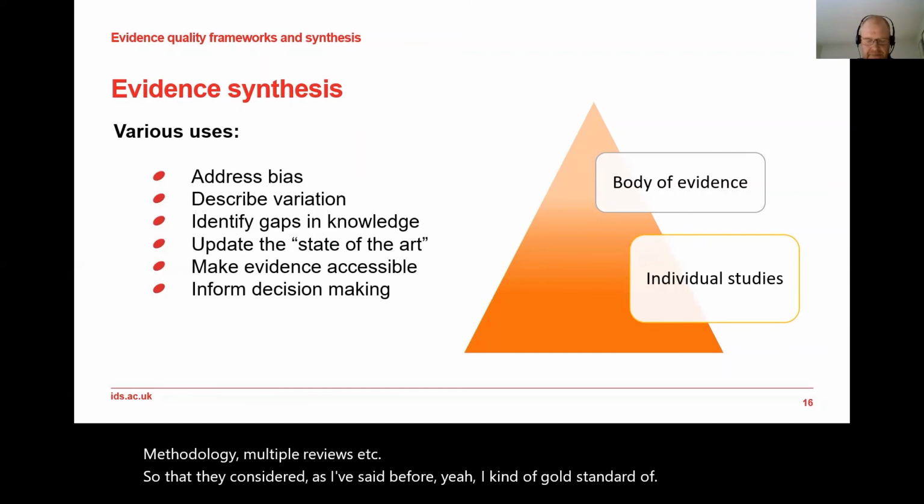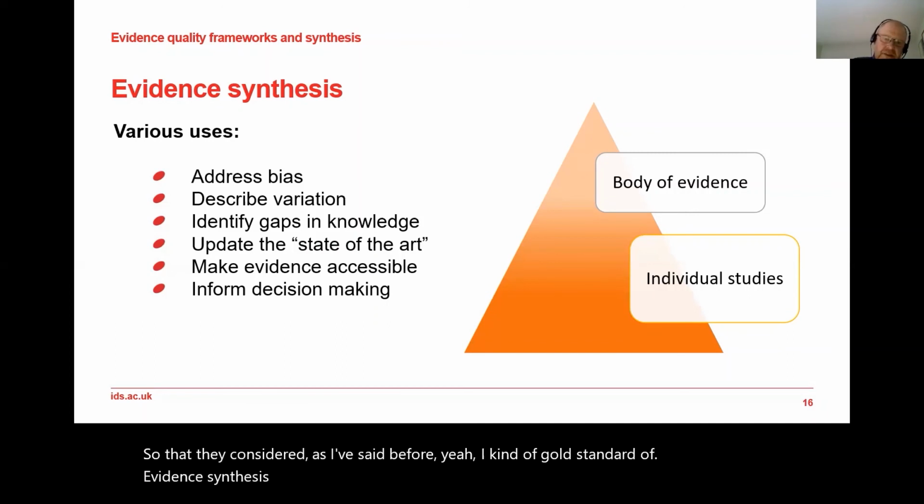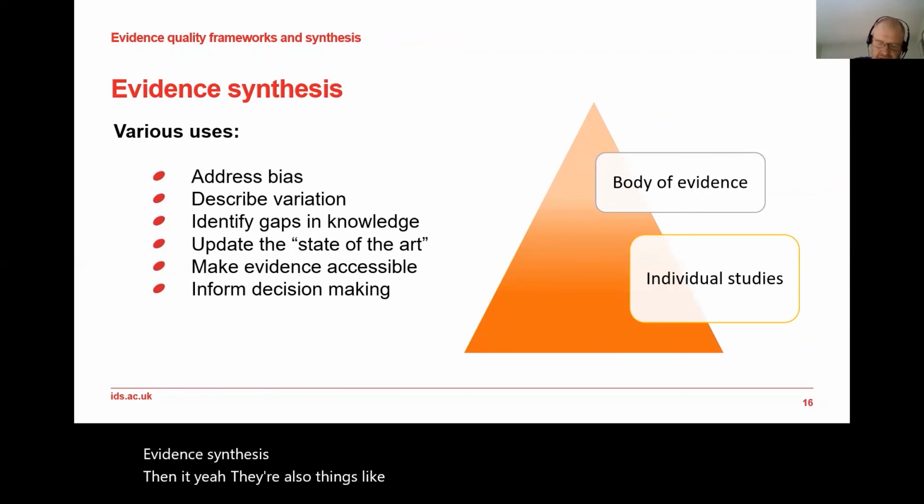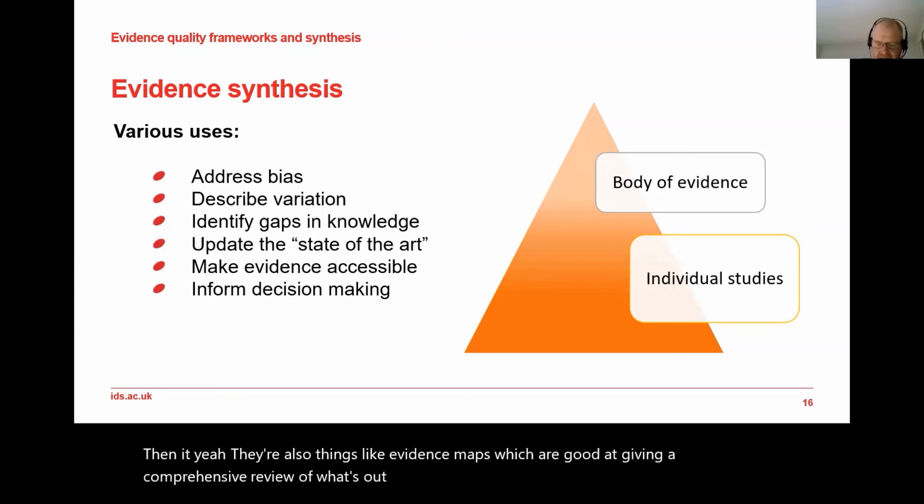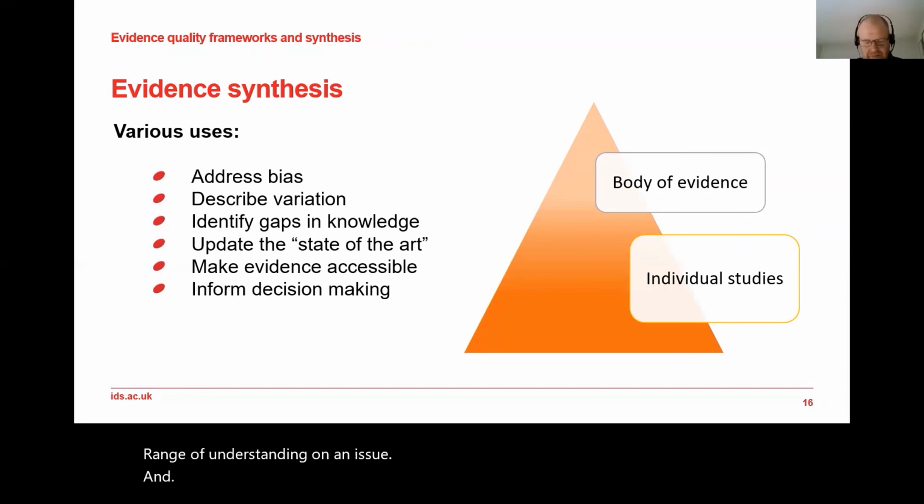And then there are also things like evidence maps, which are good at giving a comprehensive review of what's out there, describing the range of understanding on an issue, and are useful for spotting gaps or identifying research priorities to fill those gaps.